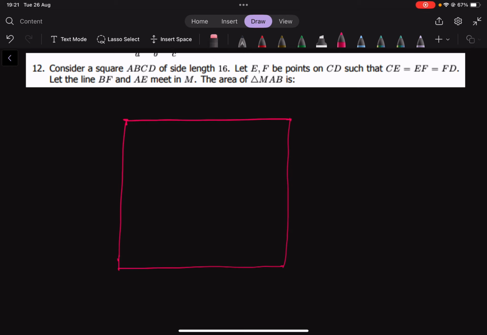So if I consider ABCD, we were given E and F are points on CD such that CE is equal to EF is equal to FD. That means F and E are trisecting the line segment DC. The side length is 16. Line BF and AE are meeting at this point.